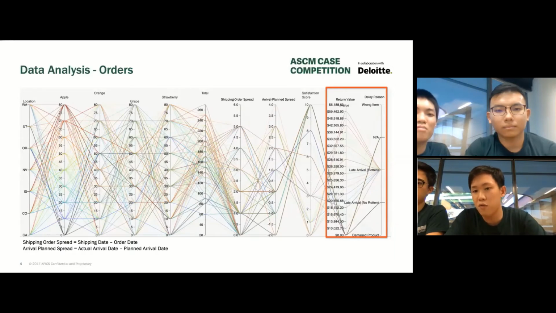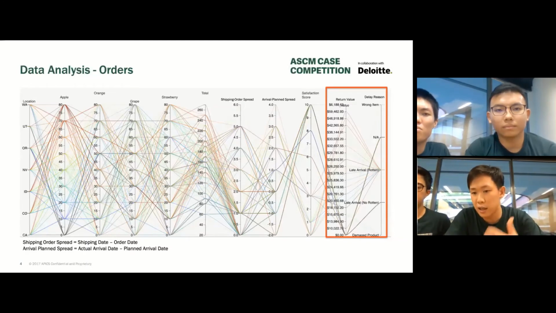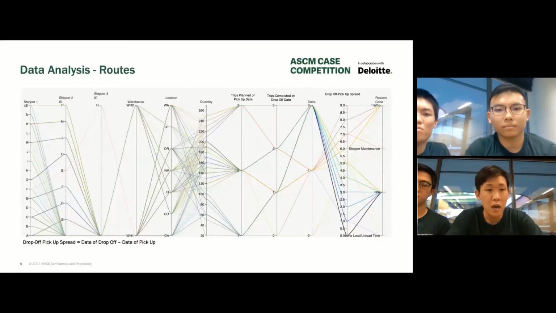Next, we'll look at the return value as well as the delayed reason. As you can see, for all those orders that are being returned, the predominant reason is the late arrival due to rotten fruits. Likewise, let's look at the sheet that depicts routes data.